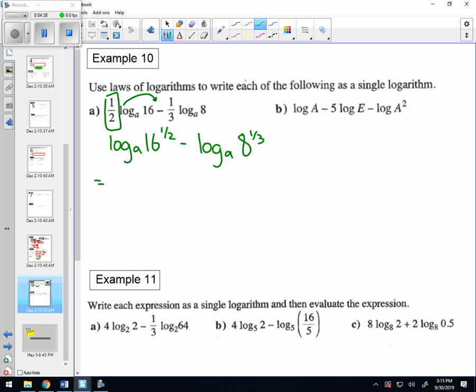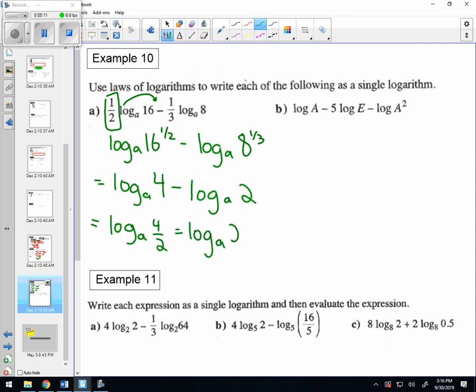Okay, I'm now going to evaluate what 16 to the power of 1/2 is. If I type that in on my calculator, I will get 4 because raising something to the power of 1/2 is the same as square rooting it. Okay, 8 to the power of 1/3 is 2. Now I can use my second rule which states that if you are subtracting, you can divide. So it's going to be log a of 4 divided by 2, which is just log a of 2. All right, that's my final answer. To write as a single logarithm, that's what I would be looking for.